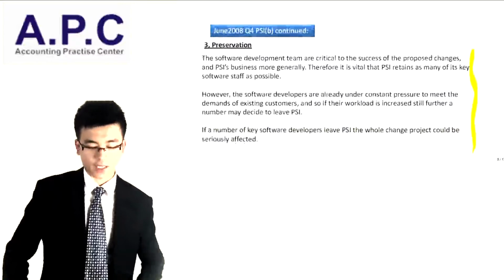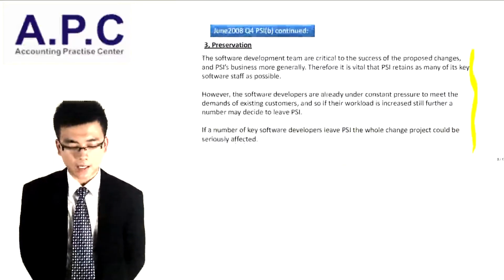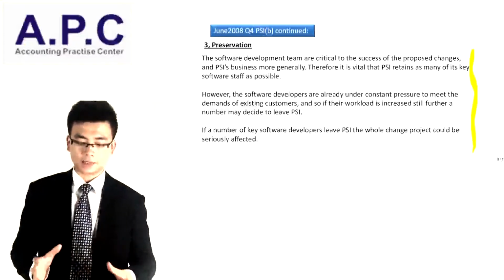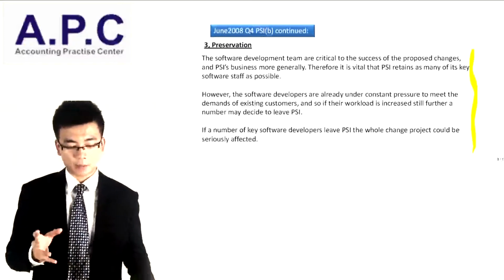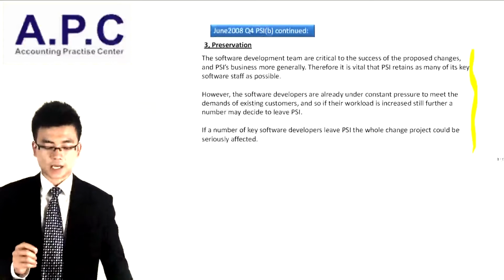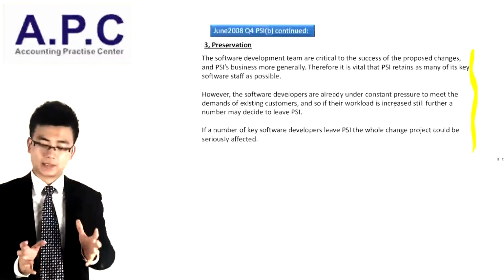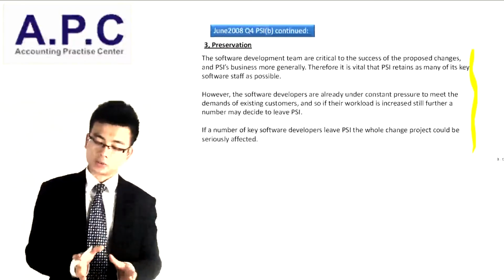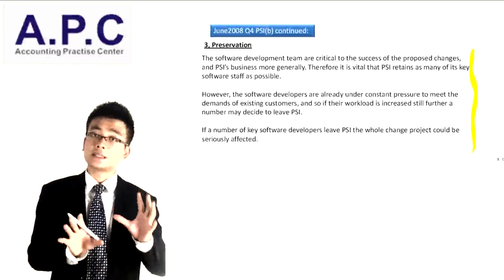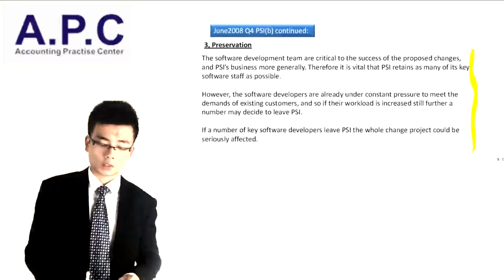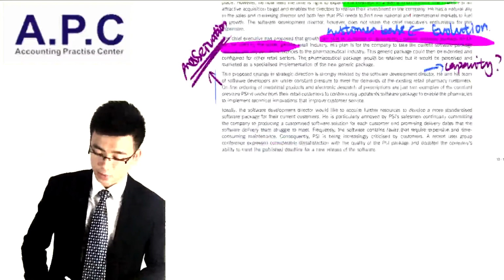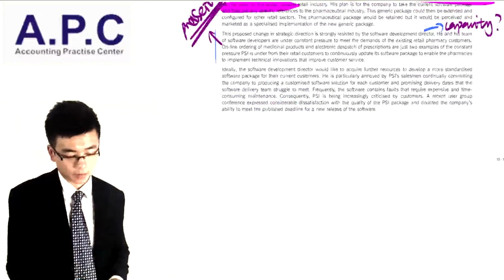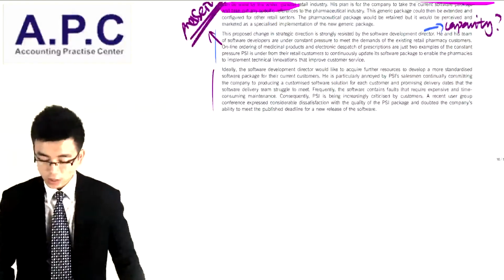So the first point over here. Software development team are important to the success of the changes, but software developers are under pressure, and if a number of the key developers leave the PSI, then the whole change project will be seriously affected as a result. Okay, so they're important to the change. You need to identify these kinds of factors that influence the change. Okay, so let's have a read through the rest of the scenario then. So next paragraph.